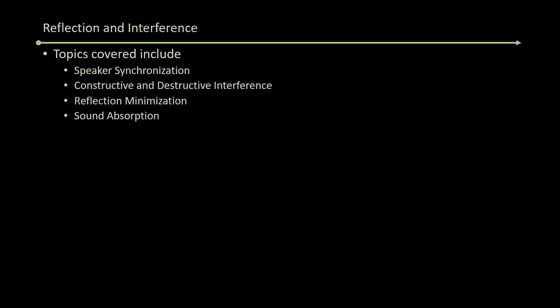We're going to look at reflection and interference. Really important if you're trying to do a room treatment to understand reflection and interference. We talk about speaker synchronization, constructive and destructive interference, reflection minimization, sound absorption. I'll probably throw a paper or two at you about some really cool things out there right now.